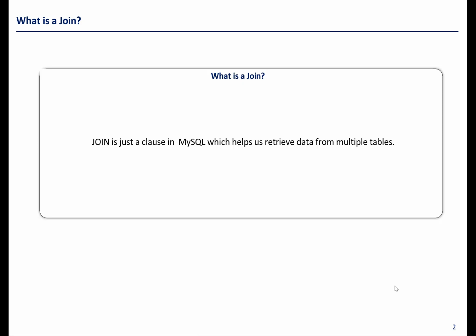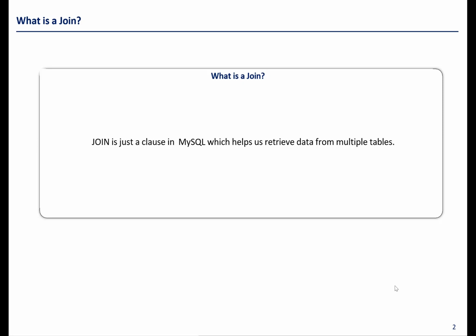The topics we will be covering in this module are as follows. First, we will define what a join is and try to understand the need for joins. Next, we will look into the different types of joins. Then we'll try to get an intuition on when to use which type of join. Let's start and learn why we need joins.